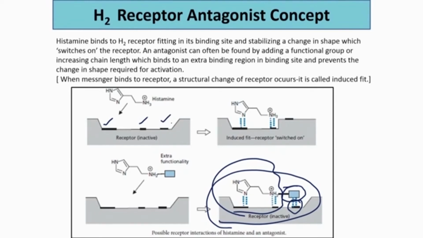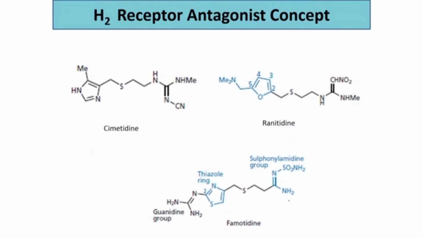So, if you want to exploit the 3 sites, what do you have to do? If you take only histamine, it will go to these 2 sites. The third site remains vacant. If you now attach something which can interact with the third site, then you will get a very specific H2 receptor binding molecule. Ultimately they came out with these types of molecules: cimetidine, I told you, then ranitidine, this is the structure, and famotidine, this is the structure.